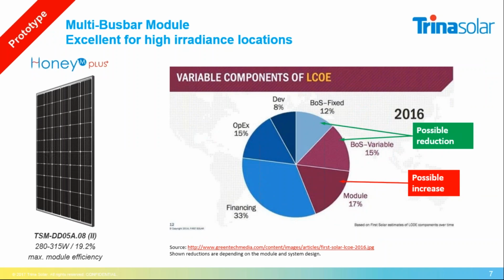The next one, we had a so-called multi-busbar module. Multi-busbar in our case means that we increase the number of bus bars from 5 to 12. For the 12 busbar module, that is a wire, and you can see it here in the picture that you have a lot of wires as bus bars. The advantage of the wires is that they totally cover a lower area of the cell. That means more cell area is available. That means more active area leads to a higher efficiency and a higher output.